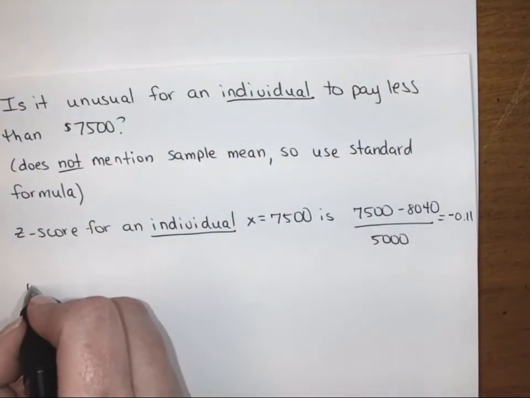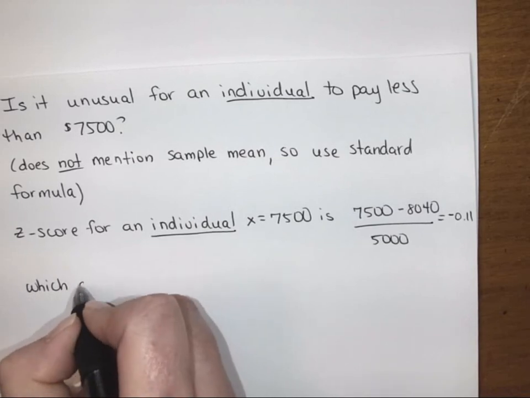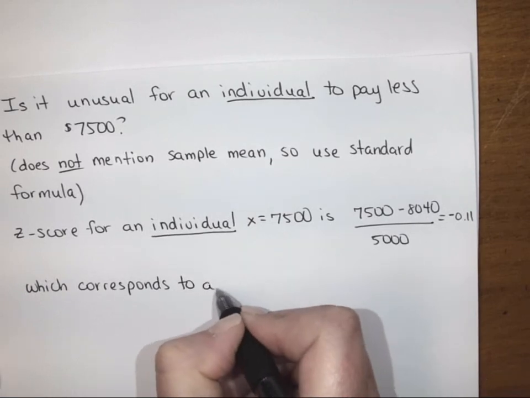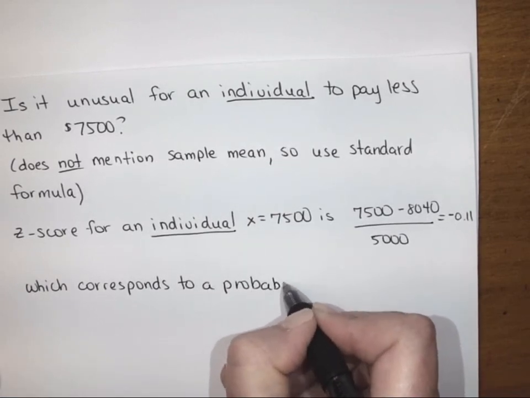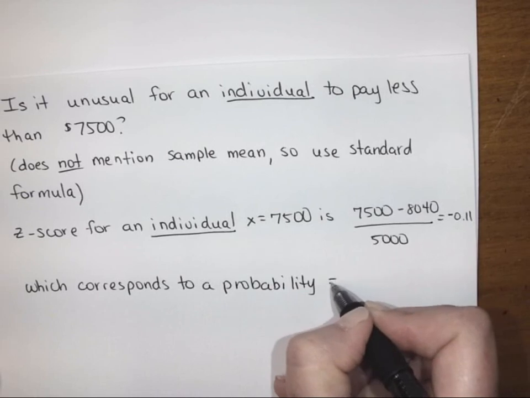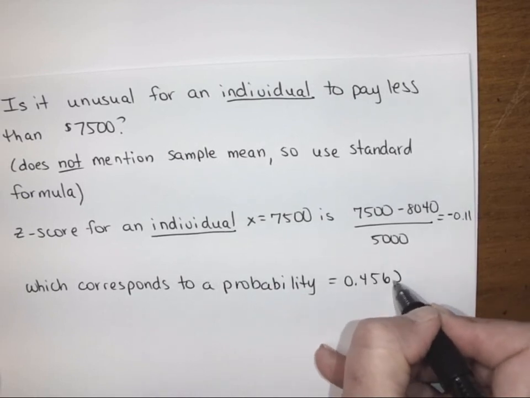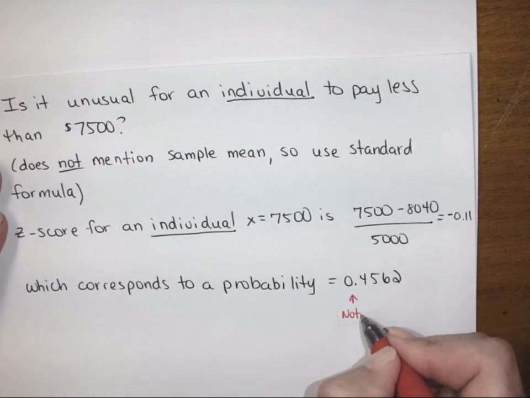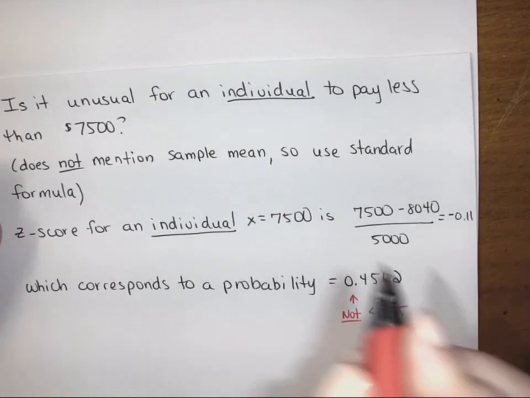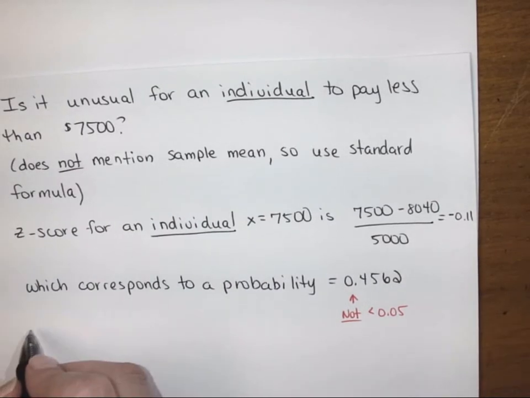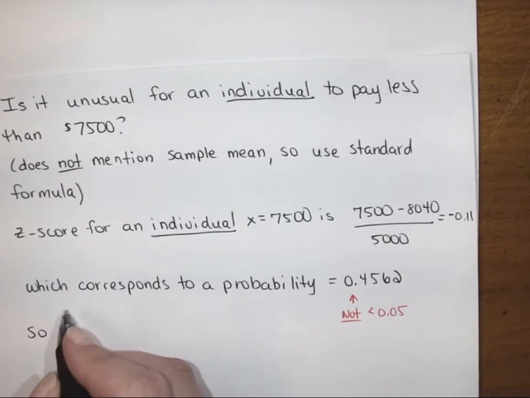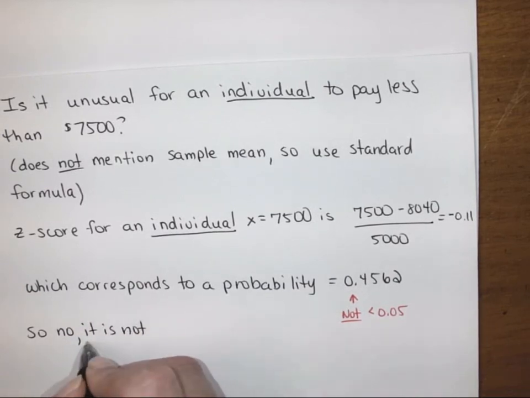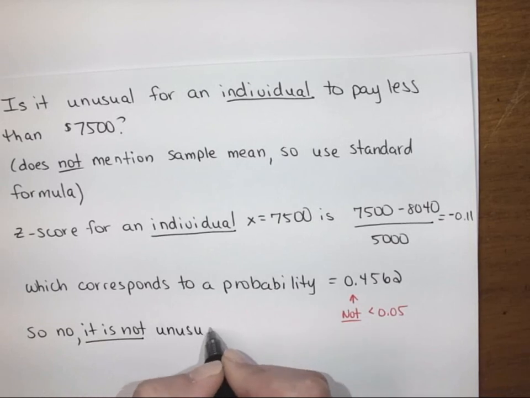Okay, and if you read that from your chart, that's much more likely, right? This corresponds to a probability from your chart, which is 0.4562. Okay, so notice this is not less than 0.05, okay, which means it's not unusual. In fact, it's actually kind of likely, right? It's 45% likely. So no, it is not unusual. In other words, it's usual that that would happen.